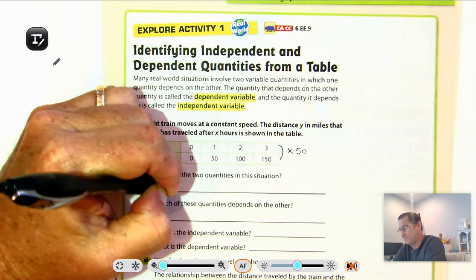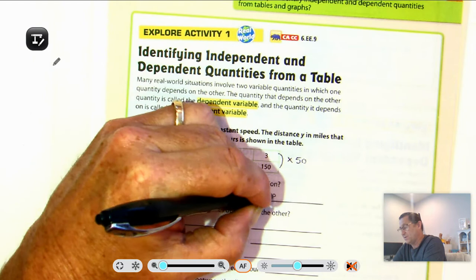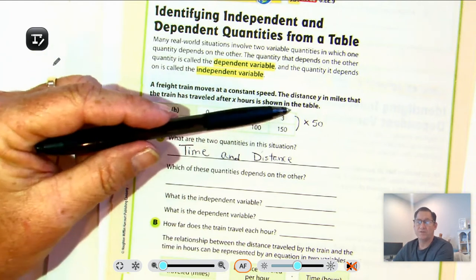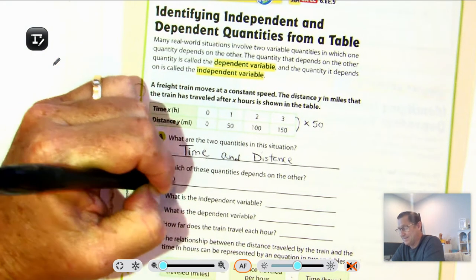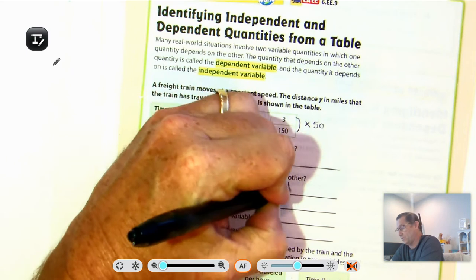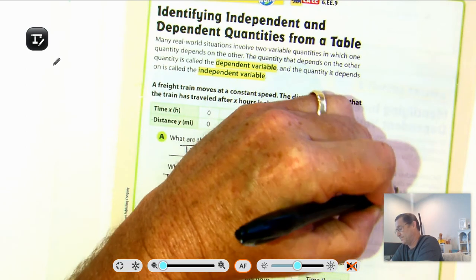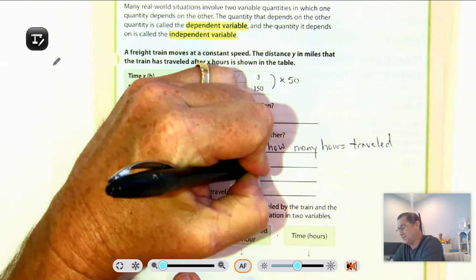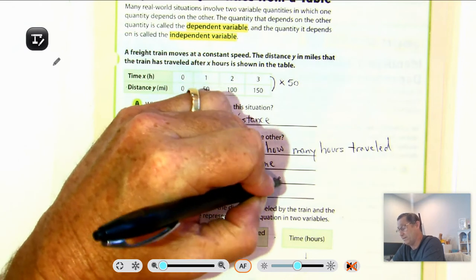Well, we have time and we have distance. So which one depends on the other? Well, we saw that as we increase our number of hours traveled, our distance increases. So distance depends on how many hours traveled. So what is independent? Time. I can change the number of hours that I travel. But the distance I go is dependent on how many hours we're traveling.